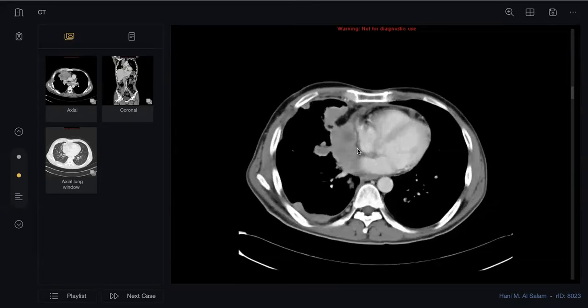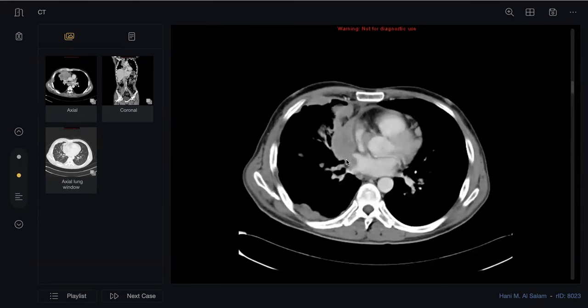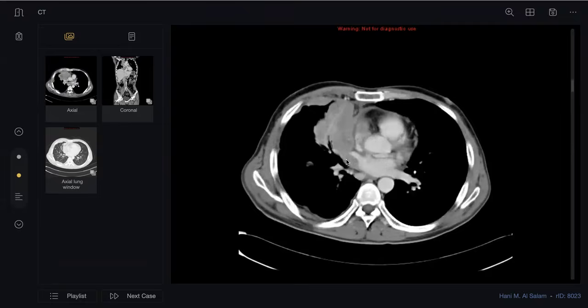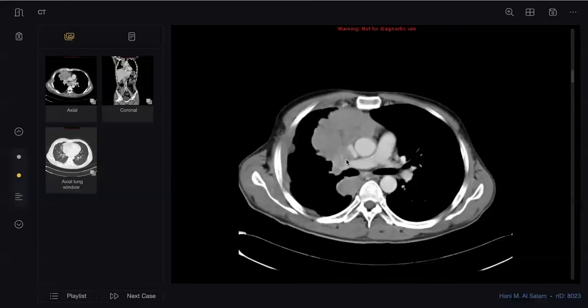Yeah, I think it's compressing the SVC, but there's a thrombus extending into it. This is compressing just the pulmonary vein. This is just partial volume, partial averaging, nothing else. Okay. So your final diagnosis and management.